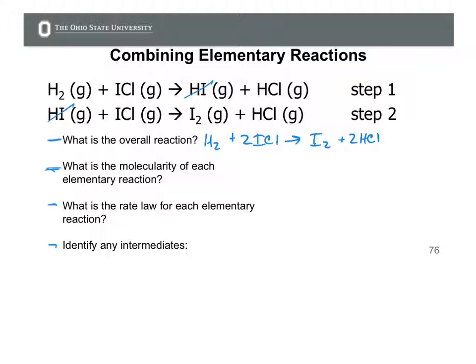Molecularity. So this is referring to basically just the number of reactants in each of the steps. So there's 2 reactants in step 1, so it's bimolecular. In step 2, there's 2 reactants also, so it's also bimolecular. The other thing I didn't check was that my reaction was balanced in the overall reaction. So that's a good thing to check. I have 2 hydrogens, 2 I, 2 Cl. Okay.